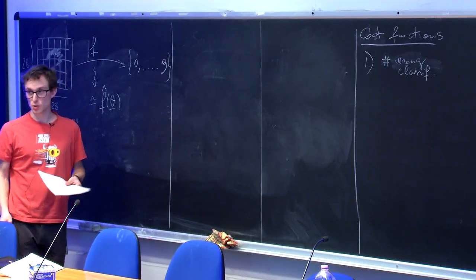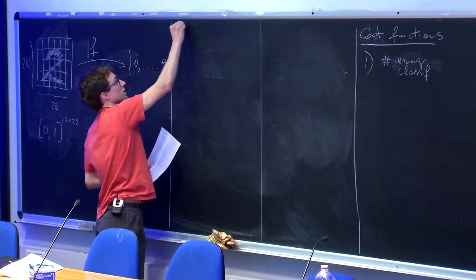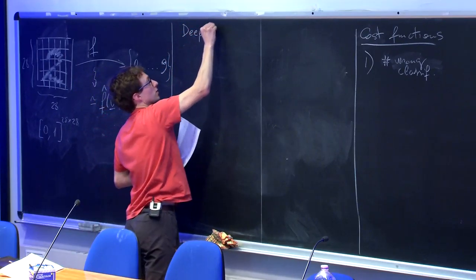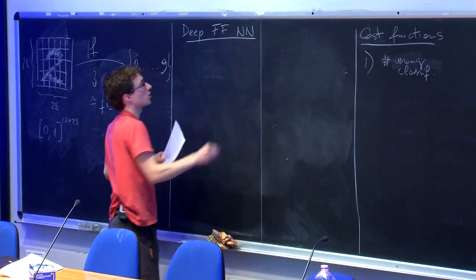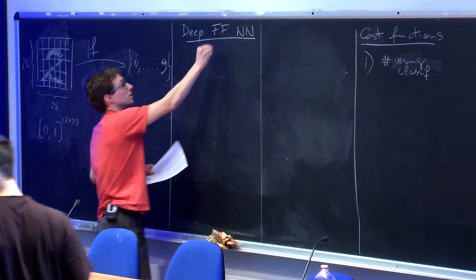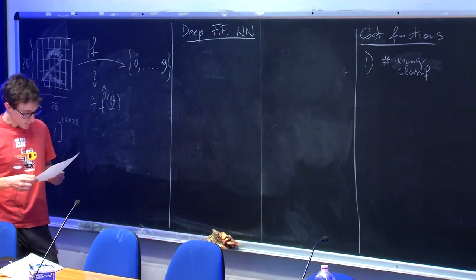The neural network that we use today is a deep neural network, and it's a deep feed forward neural network. Okay, I hope you guessed the shorthand notations here.